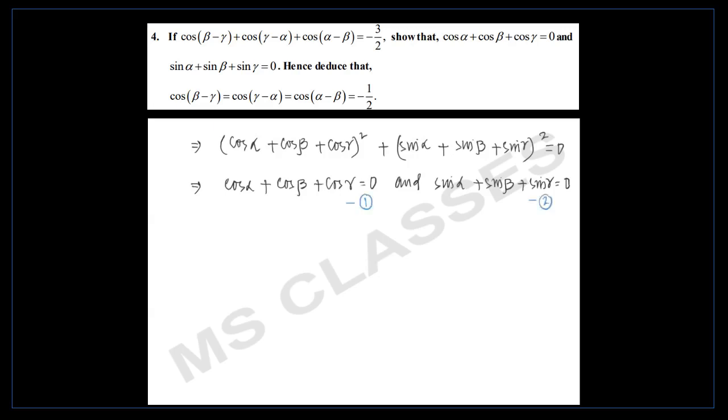Now from this one, what can we write? Cos beta plus cos gamma equal to minus cos alpha. And from the other part, what can we write? Sin beta plus sin gamma equal to minus sin alpha. Now these two equations we square and add. Why? Because our intention is to eliminate this alpha. So since we have already taken 1 and 2, you can write here 3 and 4. Now squaring and adding 3 and 4.